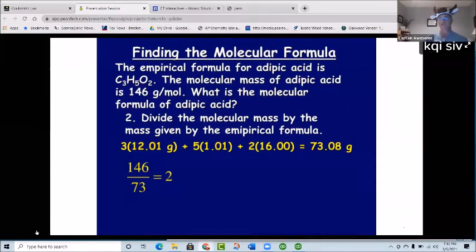So if we take the molar mass and add it all up, C3H5O2 adds up to 73. And then how many times does 73 go into 146? It's 2. So to do this molecular formula, we would take C3H5O2 and multiply everything by 2. And we'd get C6H10O4.